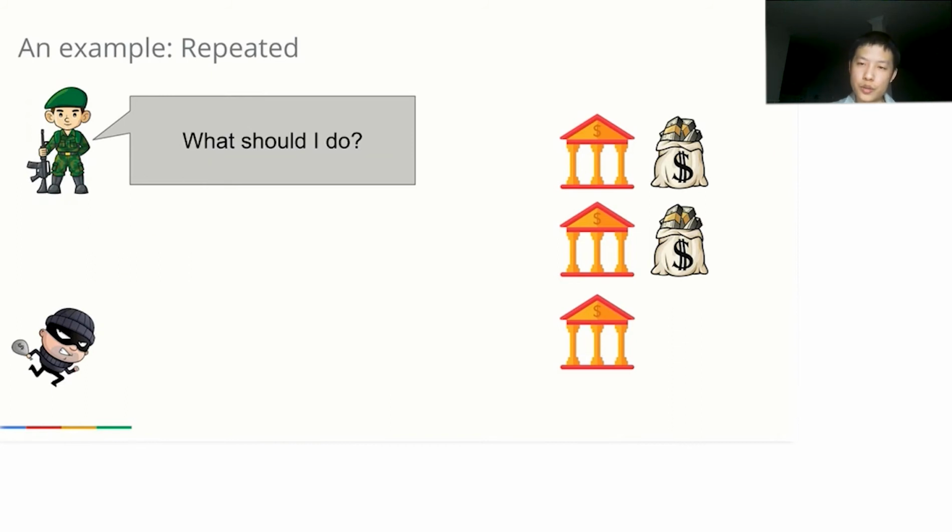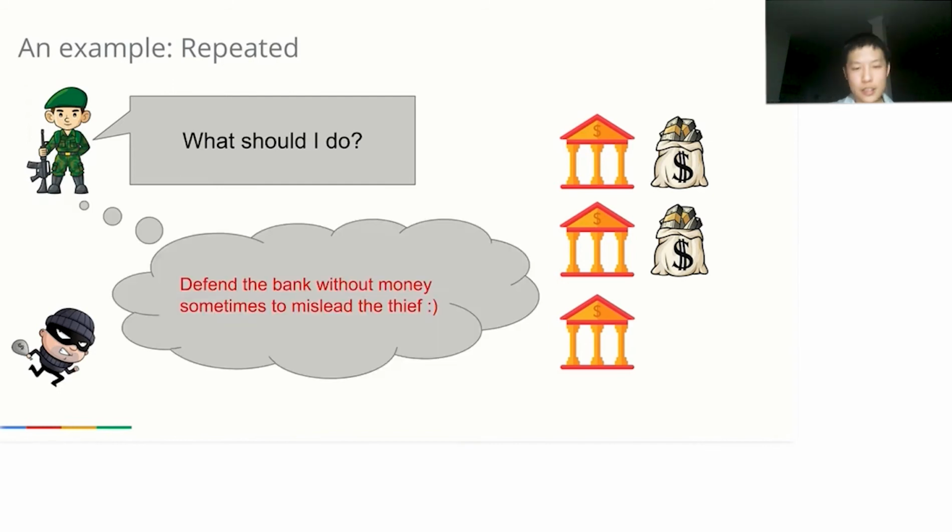So what should the soldier do in this case? Intuitively, the soldier should still defend the bank without money sometimes to mislead the thief. In this way, the soldier will give a signal to the thief that now all banks may have positive probability of having money. And in this way, defending a bank without money may benefit the soldier. So from now on, we are going to develop a principled way to implement this intuition.